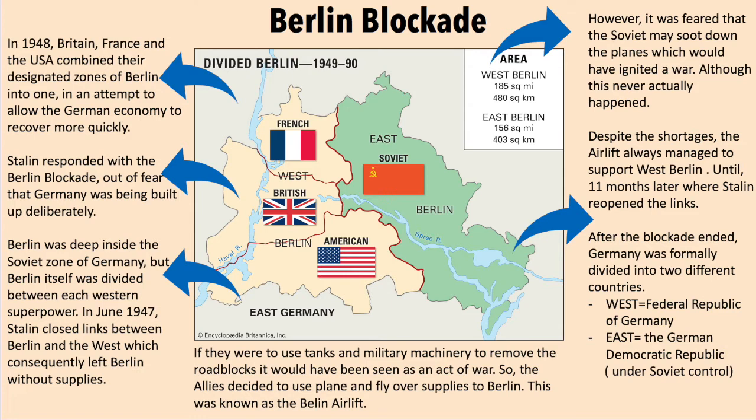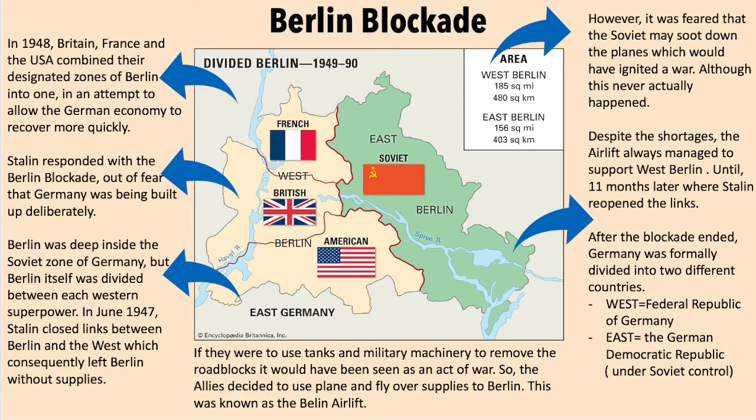Berlin was deep inside the Soviet zone of Germany, but Berlin itself was divided between each of the Western superpowers. In June of 1948, Stalin closed links between Berlin and the West, which consequently left Berlin without supplies. If they were to use tanks and military machines to remove the roadblocks, it would have been seen as an act of war, so the Allies decided to fly the supplies into Berlin. This was known as the Berlin Airlift.